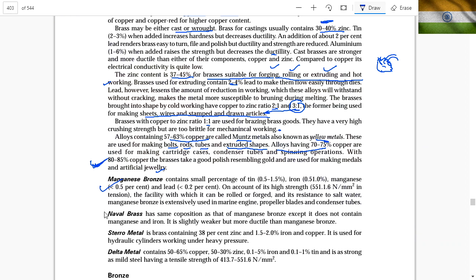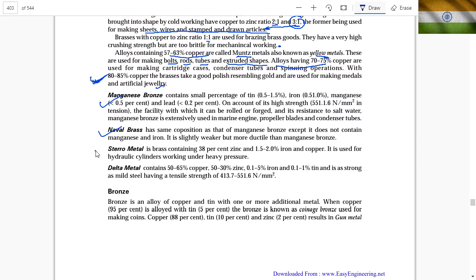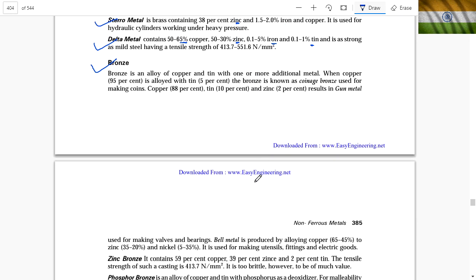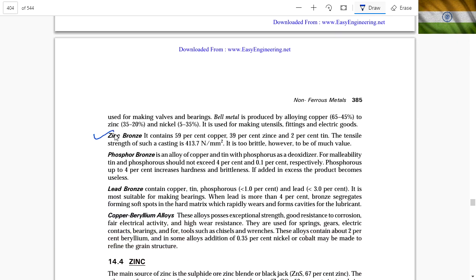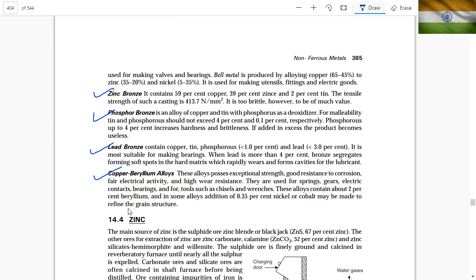Then manganese bronze and naval brass, then stereo metal, delta metal, and the bronzes. So there is only a change of the zinc, right? That is a change of zinc, iron. The constitution and the proportion and the constituents of these alloys are different, and that will differ these metals and alloys, right? And their physical and mechanical properties will totally change. Then zinc bronze, phosphorus bronze, lead bronze, and copper beryllium alloys.